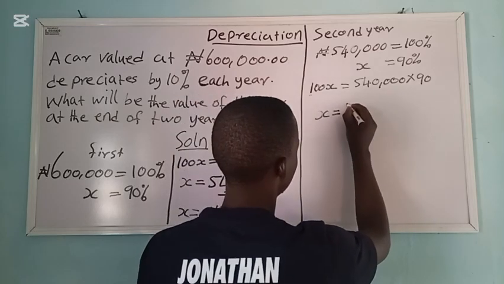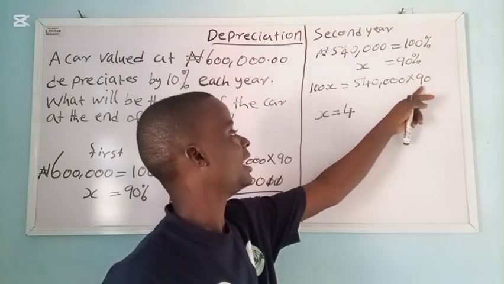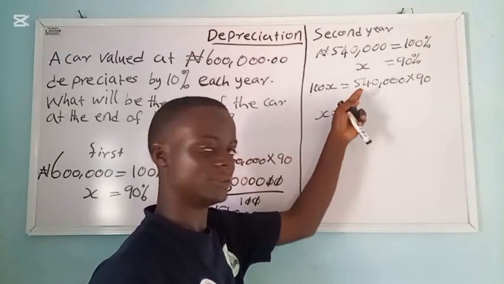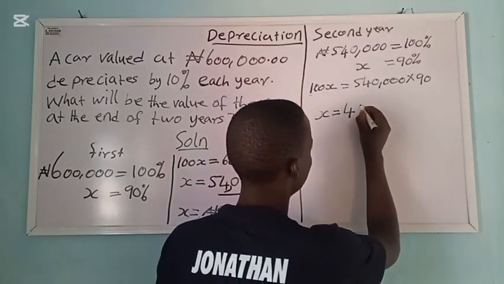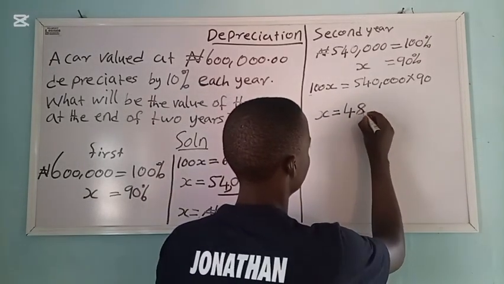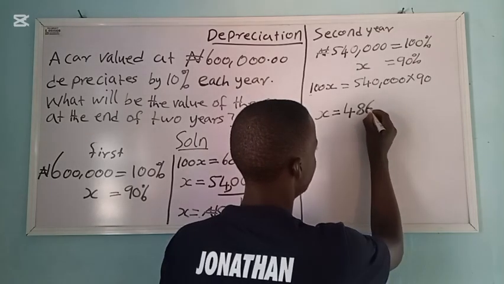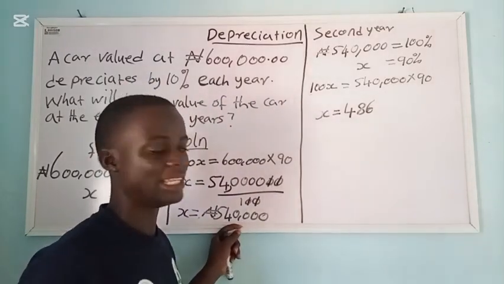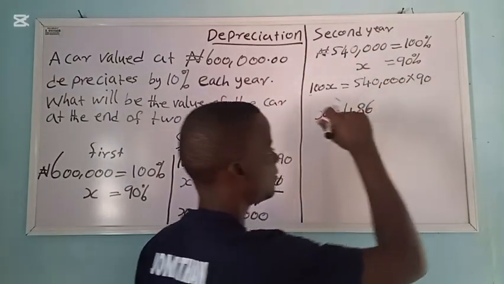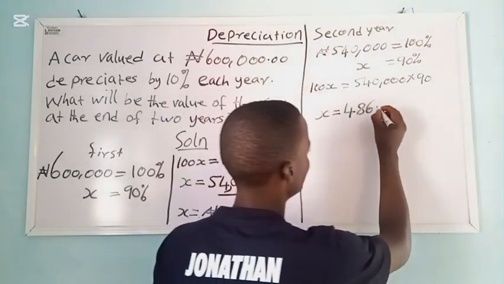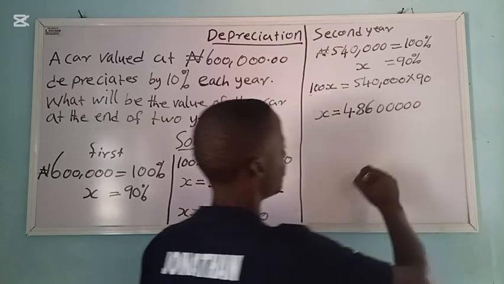So now we'll get, when you multiply 9 times 54, you will get 486. 400 and 86. So now you check the zeros. 1, 2, 3, 4, 5. So we have 5 zeros. So what you do, you add the 5 zeros.